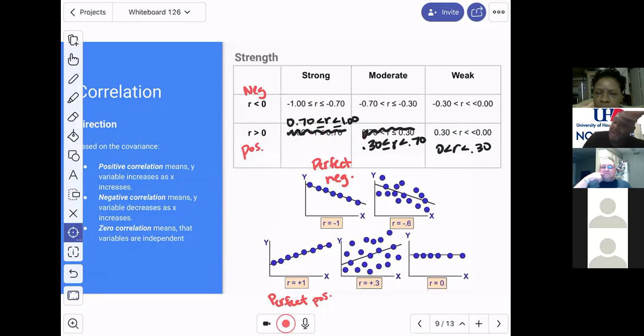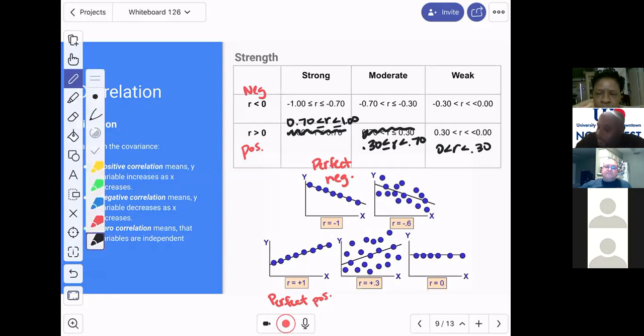So if I ask you to describe the relationship through correlation, I'm asking you for two things. I'm asking you for the direction. The direction can be one of three things. What are they? Positive, negative, and 0. Everybody got that? Three directions. The strength is the next thing I'm going to ask you for. Your strength can either be strong, moderate, or weak.